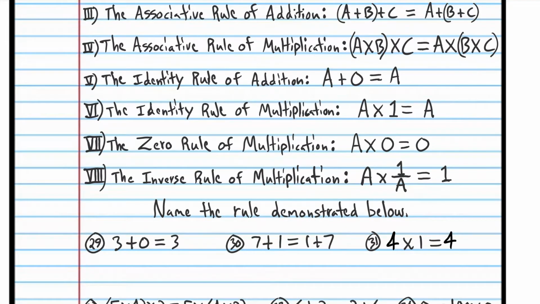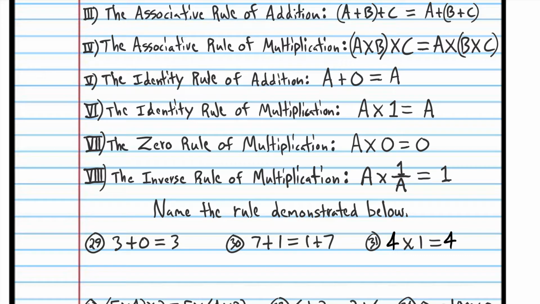All right, so we have 4 more rules here. We have the identity rules. The identity rules are when you perform an operation on something, but you don't change it. So when you have some number, A, and you add 0, it doesn't change it. So that's called the identity property of addition. Why is it called the identity property of addition? Well, because you're adding something and it's not changing it.